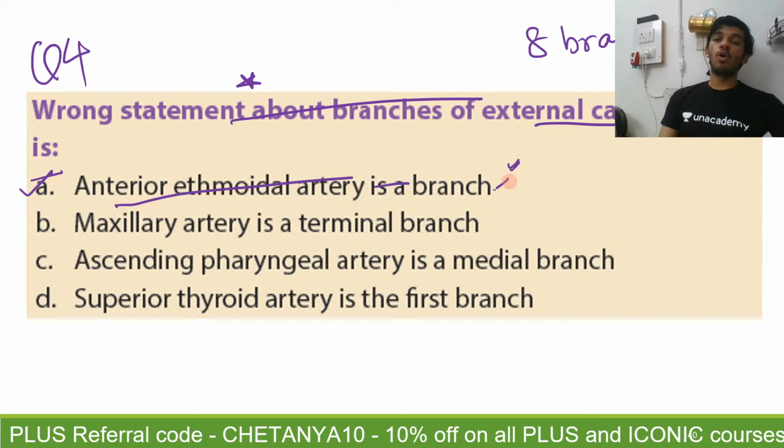That is the wrong statement. Anterior ethmoidal artery is first of all a branch of the internal carotid circulation, right? It comes from the ophthalmic artery. Maxillary artery is a terminal branch. I told you to remember that there are two terminal branches. Maxillary artery. I told you to remember that the medial artery is one, the ascending pharyngeal artery. Then I told you how to remember the anterior branches. The first artery that comes out is the superior thyroid artery. Then there is a tortuous artery known as the facial artery. Between them you have the lingual artery.